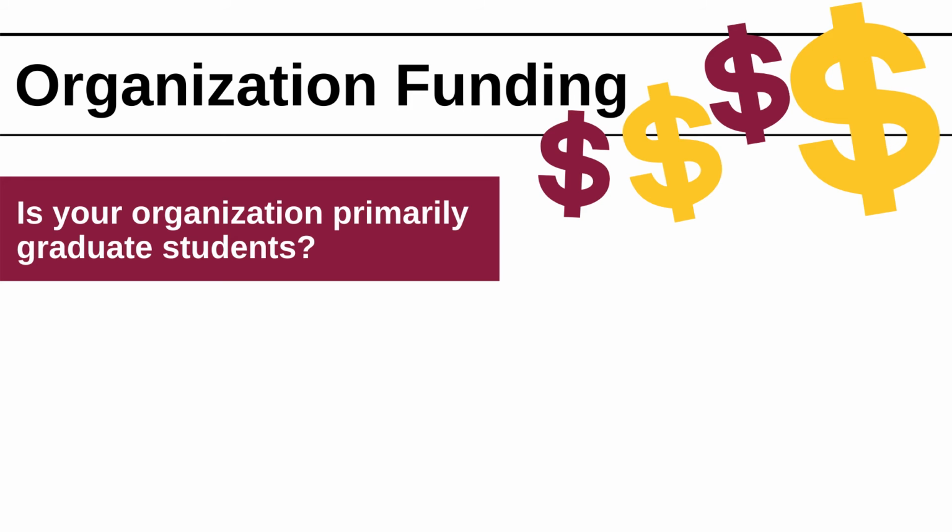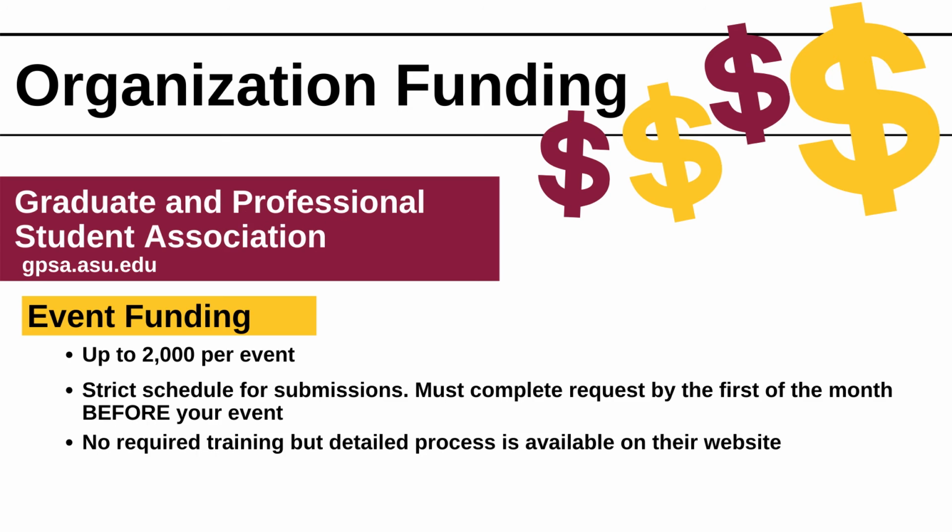What if your organization is primarily graduate students? The Graduate and Professional Student Association provides funding for clubs that are hosting events focused on graduate students. You can receive up to $2,000 for your event. GPSA requires that all submissions are made by the first of the month before your event. So if you are having an event on September 25th, your submission would need to be in by August 1st.